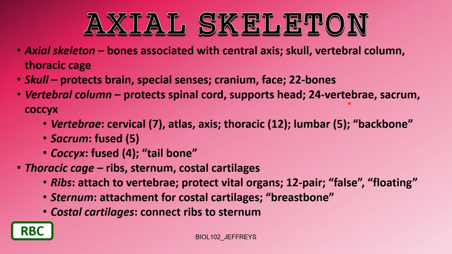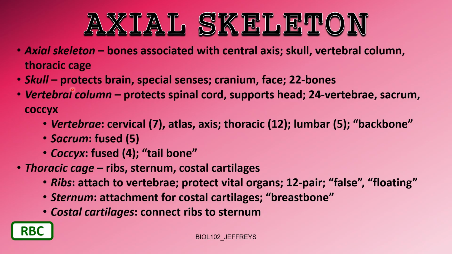All right, so your skeleton is divided into the axial skeleton and the appendicular skeleton. The axial skeleton is all those bones associated with the central axis. If you draw an imaginary axis down through the top of your head, down through the middle of your body, down between your feet, you can spin around that axis, and that's the central axis. The axial skeleton consists of the skull, your vertebral column, and your thoracic cage.